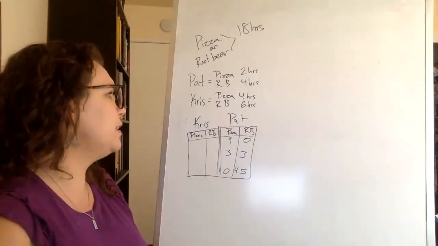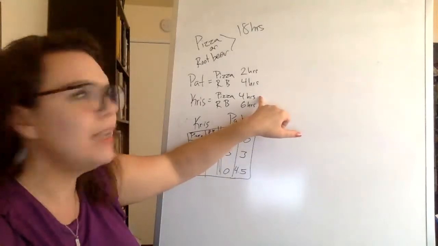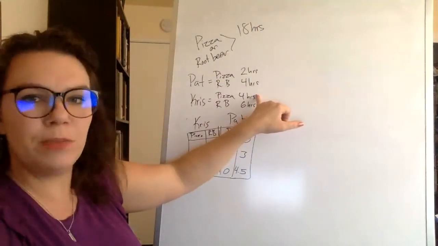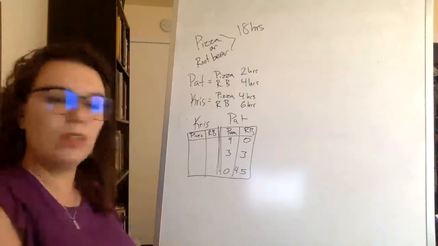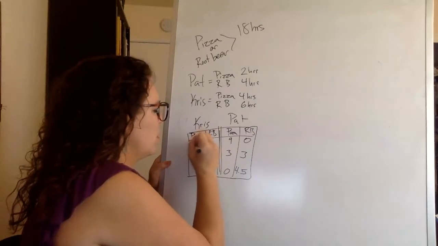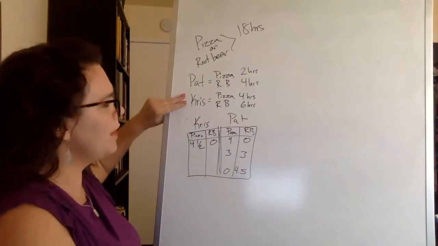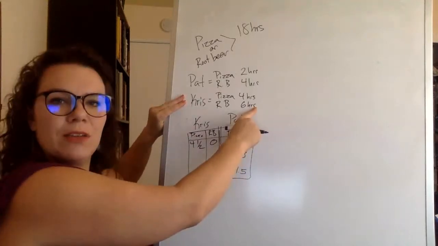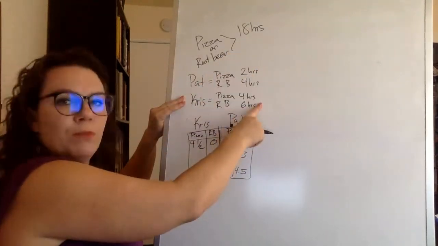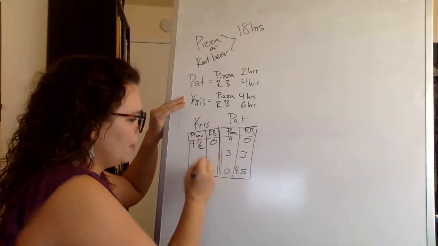On the other hand, if Kris only makes pizza, then Kris is going to spend 4 hours making each of those pizzas in a total of 18 hours. 18 divided by 4 hours for each pizza means that Kris could make 4.5 pizzas and 0 root beer. If Kris only makes root beer, it takes 6 hours to make each gallon. 18 hours divided by 6 hours per gallon means that Kris can make 3 gallons of root beer and 0 pizzas.